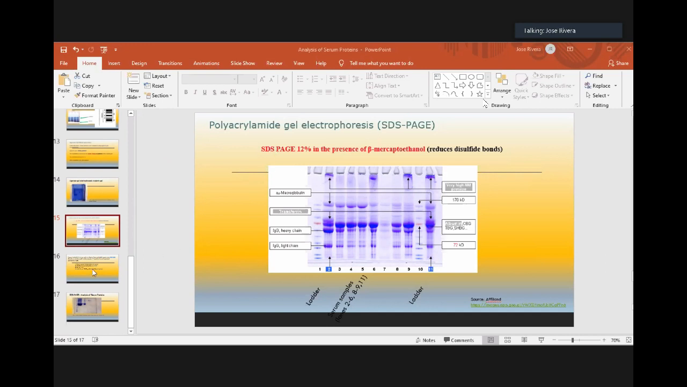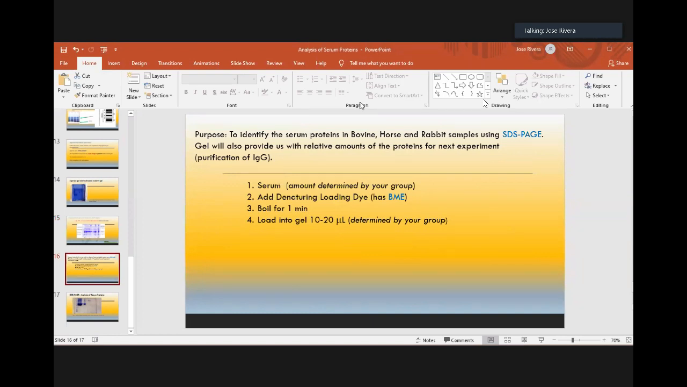Okay, so this is the actual protocol that we did last year. I allowed the students to run, given some idea, but they ran some groups a few microliters and some double the amount of microliters. I let them choose what they wanted, but I gave them a range. And then the other thing, we used the BME, denaturing BME. We boil for 1 minute, and we load into the gel.